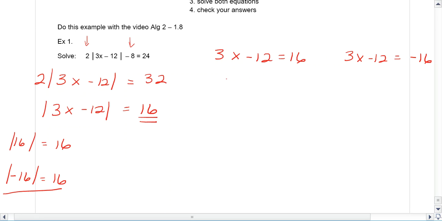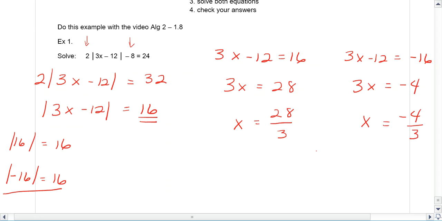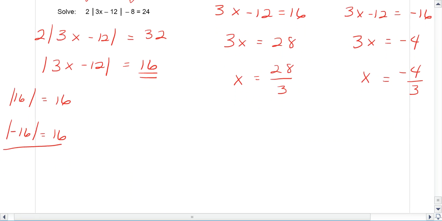And now we go ahead and solve both equations. Adding a 12 to both sides gives me 28, and dividing by 3, 28/3. And please don't think that if you get one answer, the other answer is just the plus minus of that. It almost never works out that way, so don't expect that. Here, again, adding a 12 to both sides, but this time -16 plus 12 is -4. So we get a very different looking fraction, -4/3.